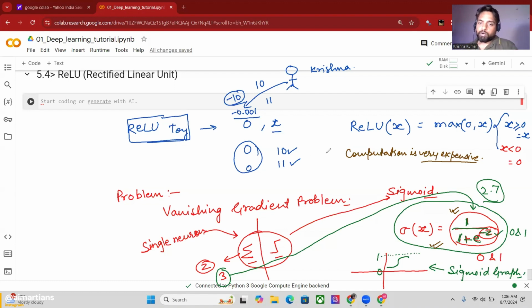This is the first problem of sigmoid or tanh. tanh is also the same. tanh also transforms data between -1 and 1, so it is also like sigmoid. So these two, sigmoid and tanh, this is tanh. tanh simply converts a value between -1 and 1. This is also quite complicated and very expensive to compute. So this is the very first point which we have to keep in mind.